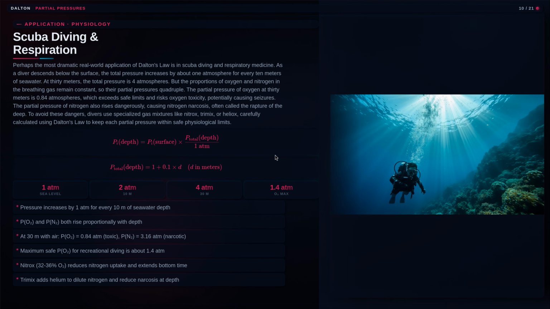The partial pressure of oxygen at 30 meters is 0.84 atmospheres, which exceeds safe limits and risks oxygen toxicity, potentially causing seizures. The partial pressure of nitrogen also rises dangerously, causing nitrogen narcosis, often called the rapture of the deep. To avoid these dangers, divers use specialized gas mixtures like nitrox, trimix, or heliox, carefully calculated using Dalton's law to keep each partial pressure within safe physiological limits.